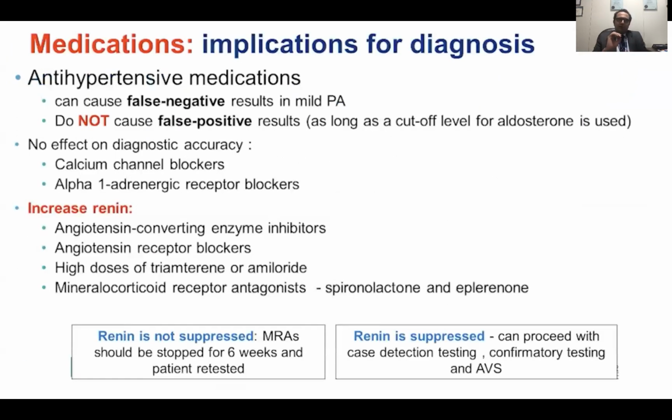So the important point over here is the medications and their implications for the diagnosis. The antihypertensive medications can cause false negative results in mild primary aldosteronism. False negative means the patient has the disease but the result will not show it, because of these drugs the renin may go slightly up, due to which if you calculate the ratio, the ratio will come out lower.